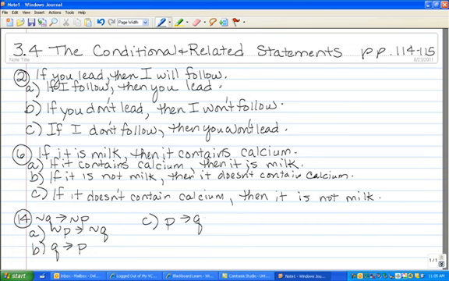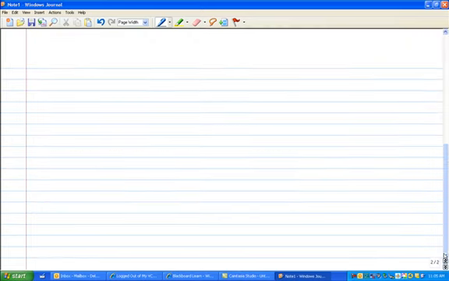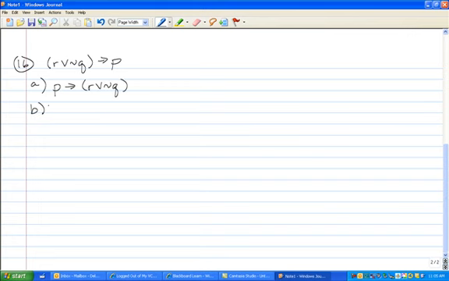All right, and one last one in this group. If R or not Q, then P. And our hint is to use one of De Morgan's laws as necessary. Okay. So, the converse would be if P, then R or not Q. The inverse would be the negation of R or not Q, then not P. And this is where we applied De Morgan's law.